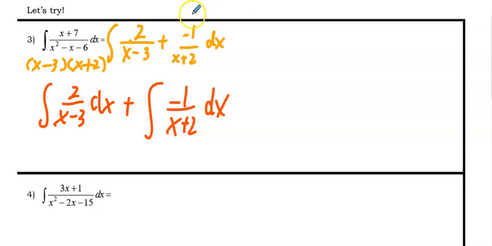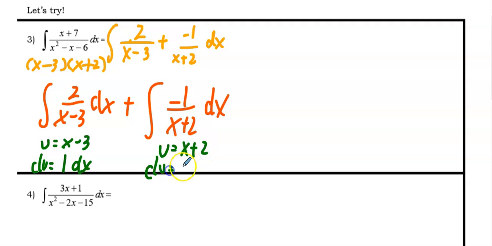So you're going to use u-substitution, right? We can pull the 2 out if we want to, but we're going to make u equal to x minus 3, and then our du is going to be equal to 1 dx. Over here, u is going to be equal to x plus 2. du is going to be equal to 1 dx. Be careful about these numbers. Sometimes students mess this up. So make sure that you guys pull out constants if you need to.